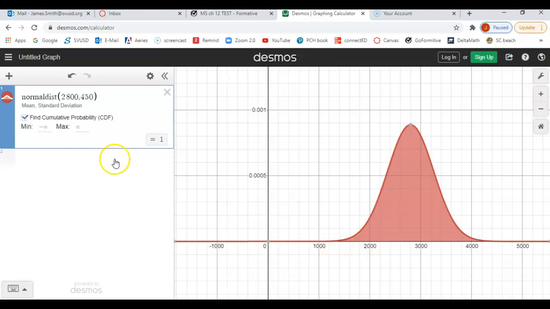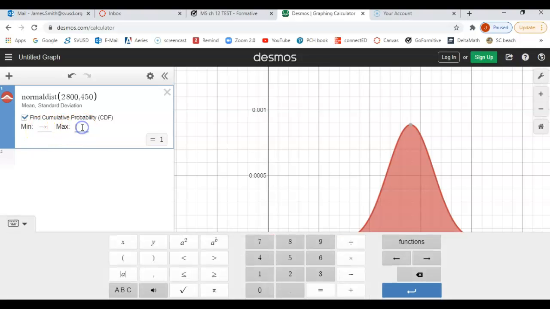The two things that your calculator needs to know are the minimum and maximum. If I just said less than 1950, everything below 1950 keeps going on forever in the negative direction. So our minimum for this question would be negative infinity. You don't have to type that in, that's the default that's already there. So the maximum would be the 1950.